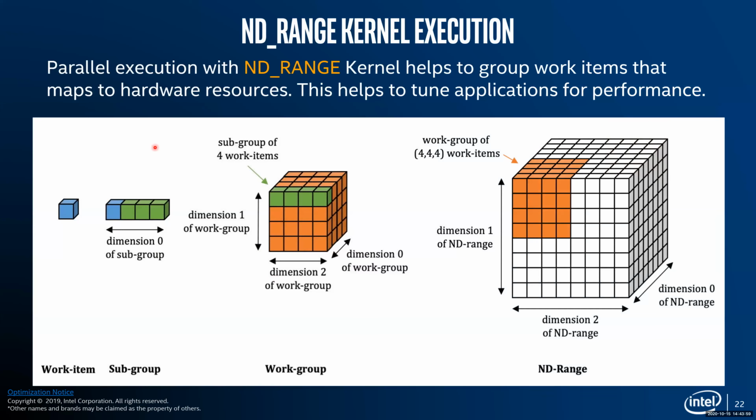So here is the complete ND range execution. For example, if you have the entire iteration space of 8 by 8 by 8, each work group is divided into 4 by 4 by 4, and you can see that the ones in green are the subgroups that will map to a vector hardware, whereas this entire orange block will map to compute units on the hardware.